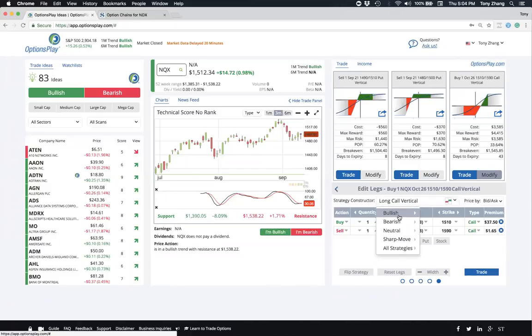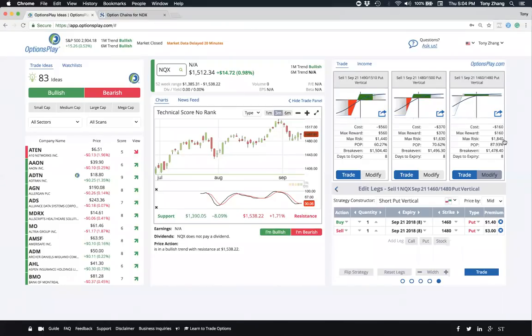And then we'll do the same thing here on the right, really allowing you to see the flexibility of this platform. And maybe this one we're going to sell really far out of the money. Let's say we sell the 1,480, buy the 1,460. So as you can see, each one of these has an opportunity of $2,000. One will collect $560, one will collect $370, and one will collect roughly $160.